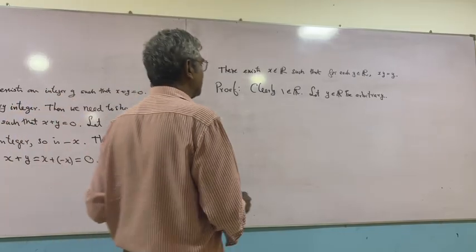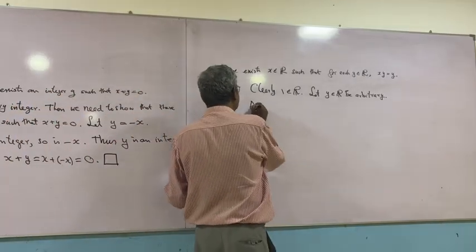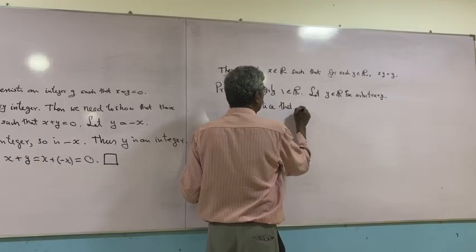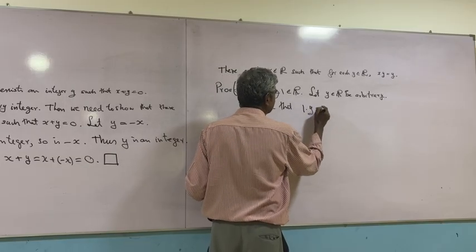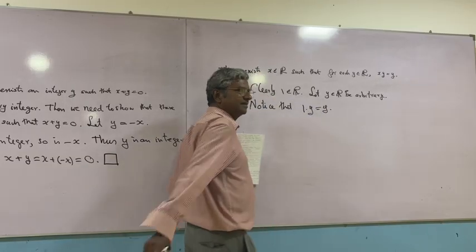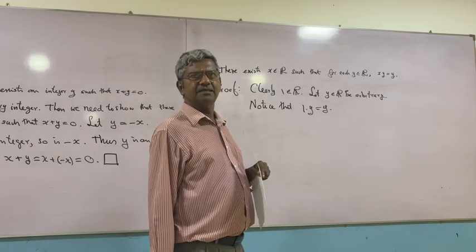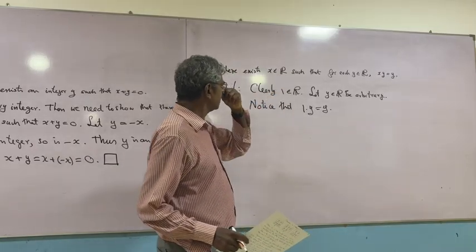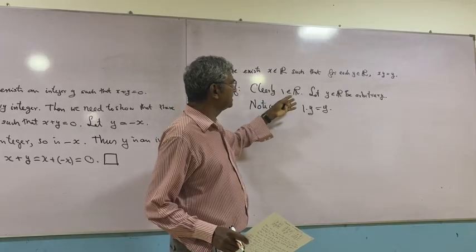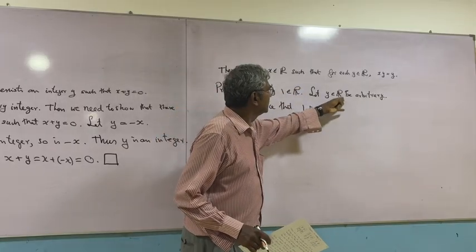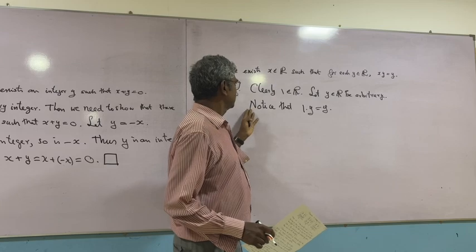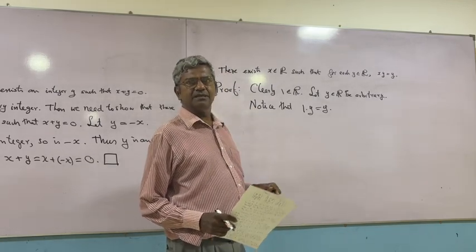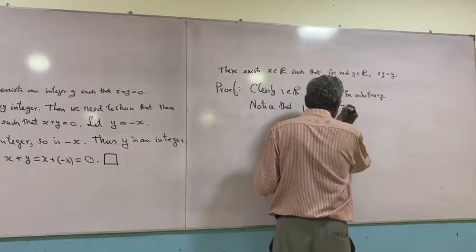Let y belong to R be arbitrary. Notice that 1 times y is equal to y. I have chosen 1 belongs to R, nothing more to be said other than that. I took any y belonging to R. This goes without saying, 1 times y is equal to y. So I can write that this completes the proof.